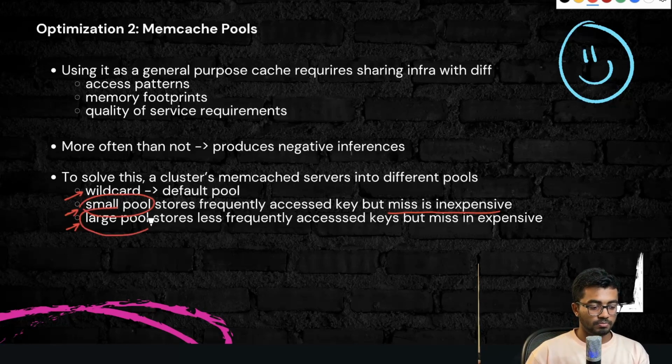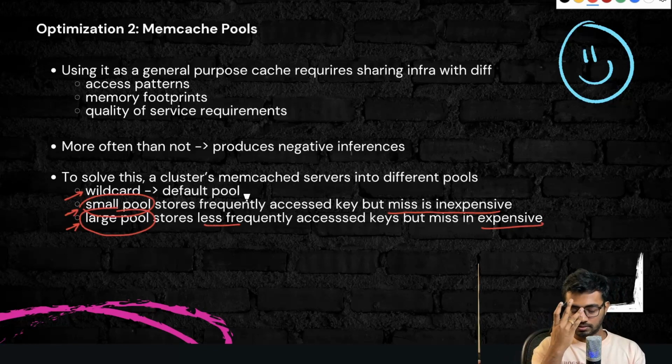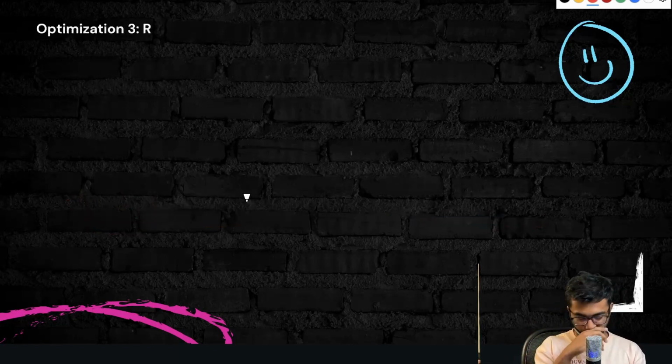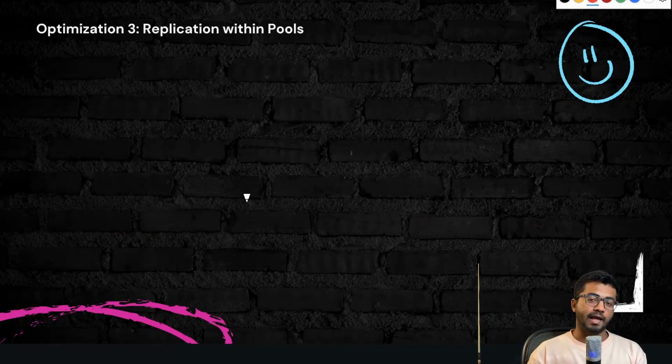And there is a larger pool, because in this case the miss is expensive, but the keys are accessed less frequently. So we don't want them to be replaced, and that is why the size of the cache in this case is a little bit bigger. Okay, that is how having Memcache pools reduces the load on the database, because now that we have optimized the different categories of the cache, we don't need to reach out to the database as often as we would without these pools. Because if you're using it as a general purpose cache, then the negative interference would have revoked some of the items that we might need, right?